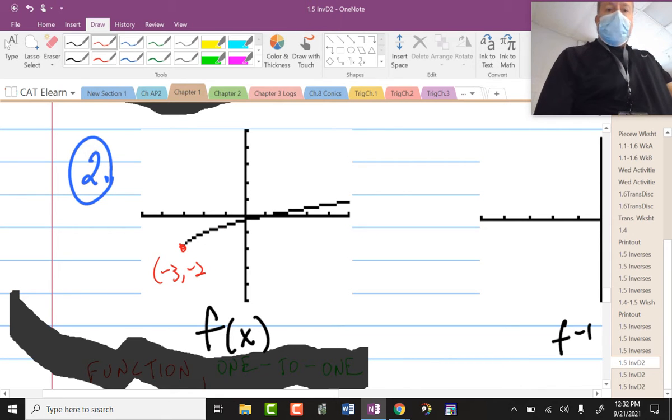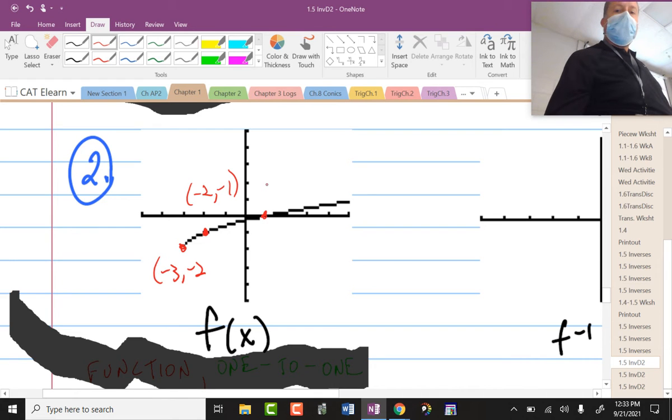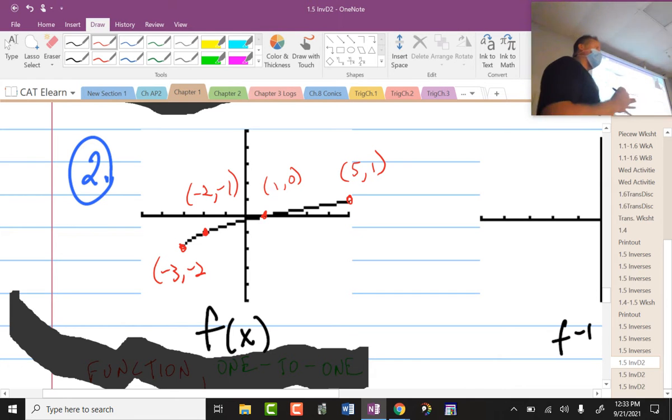This appears to be, what did I think? This looks like -2 comma -1, and you could do this as long as you're reasonable with the coordinates that you pick. Then when you switch the x and y, you'll have a very good drawing. This looks like 1 comma 0, and then let's guess that this is 2, 3, 4, 5 comma 1.